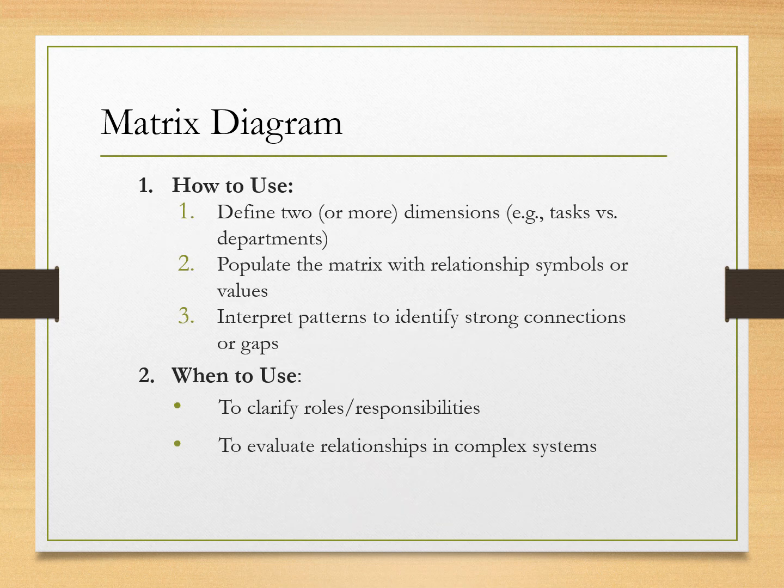To create a matrix diagram, we start by defining what we are comparing, like tasks versus departments, or customer needs versus product features. And then fill in the intersections with symbols or values, showing how strongly each pair is related. Then we analyze the patterns. Strong connections highlight priority, while gaps reveal weaknesses. This tool is great for clarifying responsibility or analyzing complex systems.